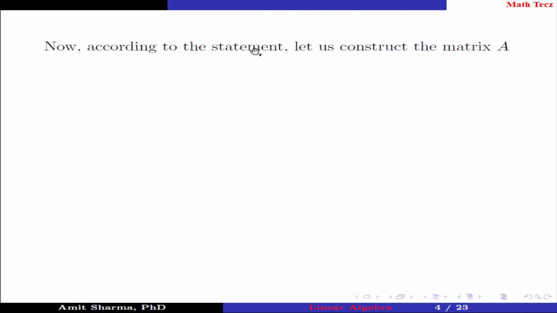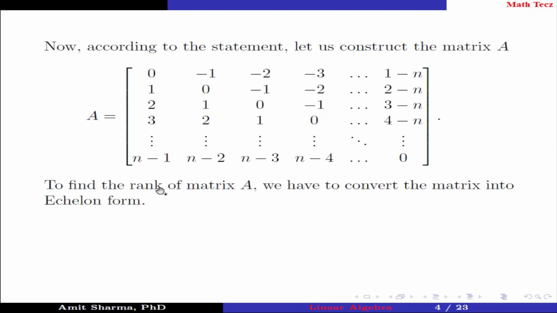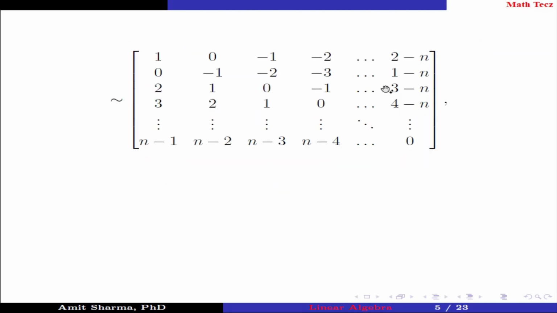Now, according to the statement, let us construct the matrix A, which is of this form. To find the rank of matrix A, we have to convert the matrix into echelon form. First, interchange row 1 and row 2. We get this matrix. Now, make all the elements below the leading element to be 0.